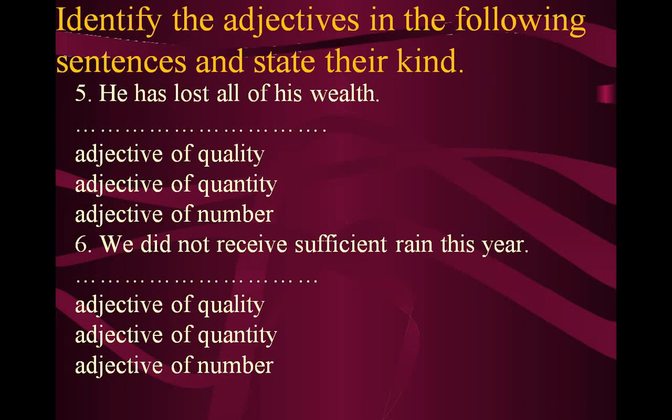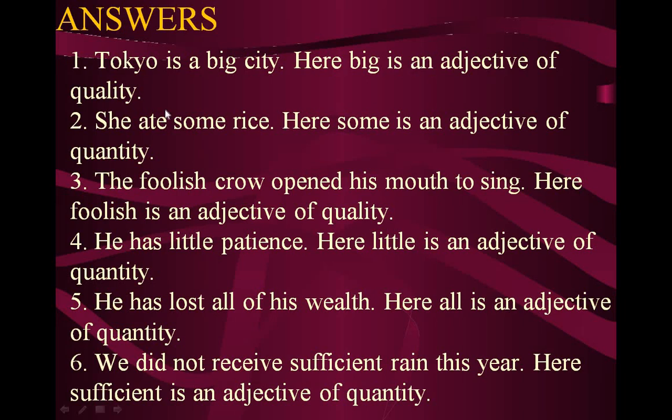Now let's discuss the answers. The first sentence was Tokyo is a big city. So big is an adjective of quality, a sentence which I already discussed. Let's proceed with the next one. She ate some rice. So some is the adjective here, but how much rice did she eat? We don't know how much. So it becomes an adjective of quantity. Rice is uncountable, so it comes in quantity. The next one is the foolish crow. Crow here is a noun and foolish is an adjective. What type of crow? The foolish crow. So it clearly shows that it is an adjective of quality.